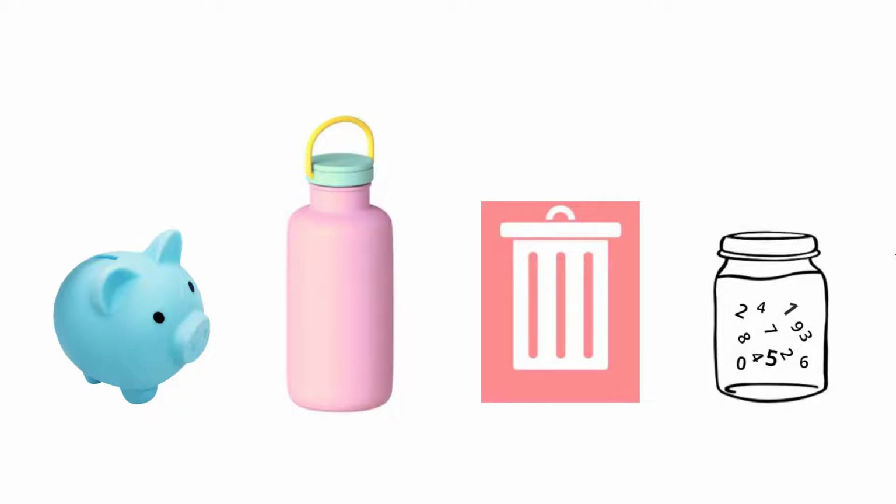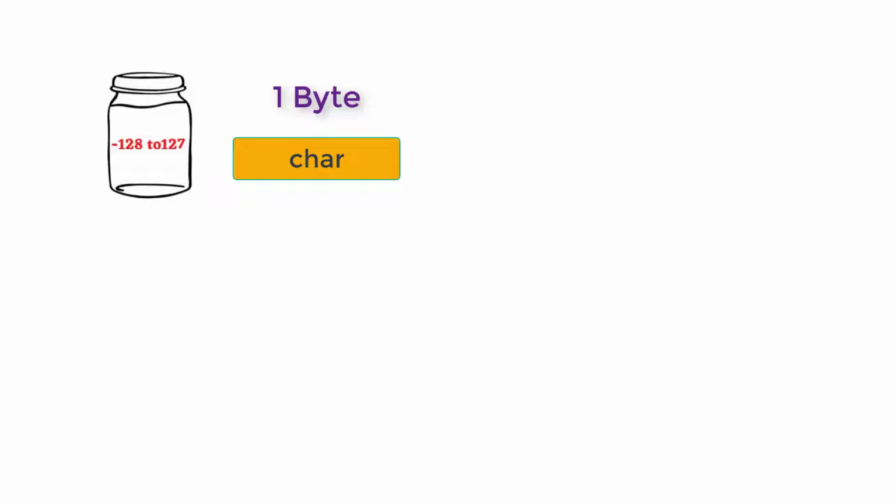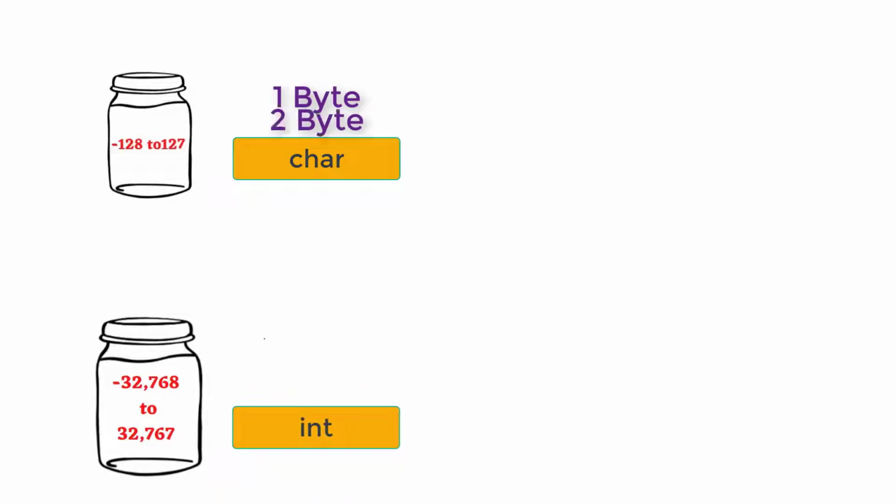And these variables can be of different data types depending upon their sizes. If we have a small data, like a value within -128 to +127, we will take a variable of char data type. And they are of size 1 byte. If we would have something bigger, like in the range of -32,768 to +32,767, then we would take a variable of int data type. And they have a size 2 byte.